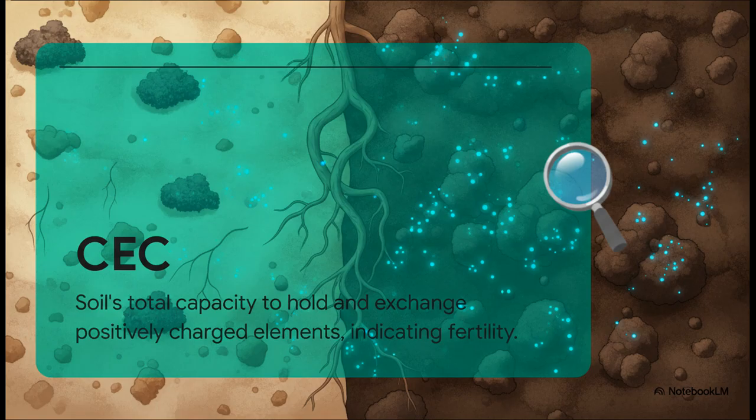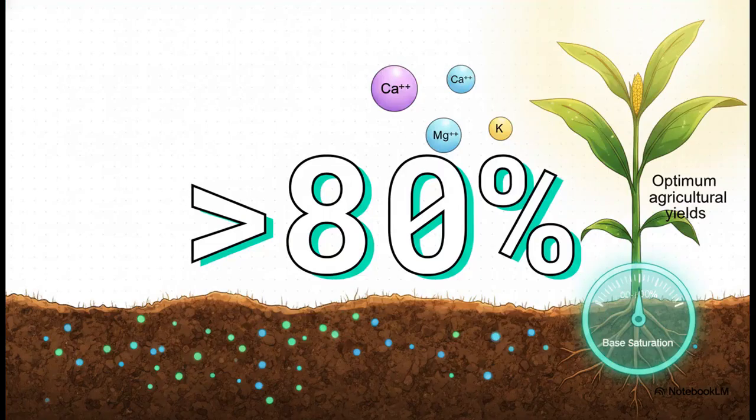Think about coarse, sandy soils. They naturally have a really low CEC because they're missing that clay and organic matter. But on the flip side, high clay or high organic matter soils, they have a massive CEC. They hold on to plant nutrients like a sponge, dramatically reducing the risk of those precious nutrients just leaching away into the groundwater. Now, here is the magic number to remember, greater than 80%.